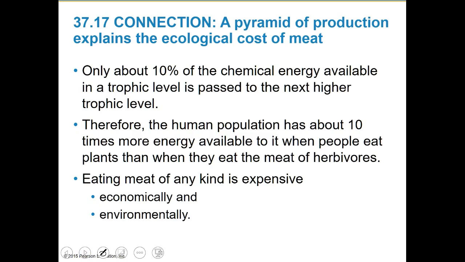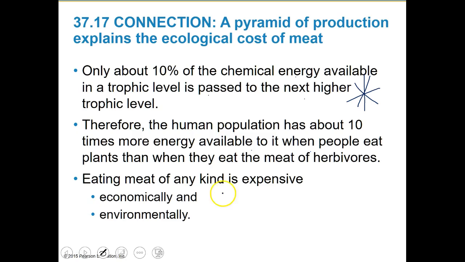Only about 10% of the chemical energy available at each trophic level is passed to the next higher trophic level. So again, reiterating a point there. The human population has to eat about 10 times more to get the energy available when people eat plants than when they eat the meat of herbivores. Okay, so a little bit makes more sense.